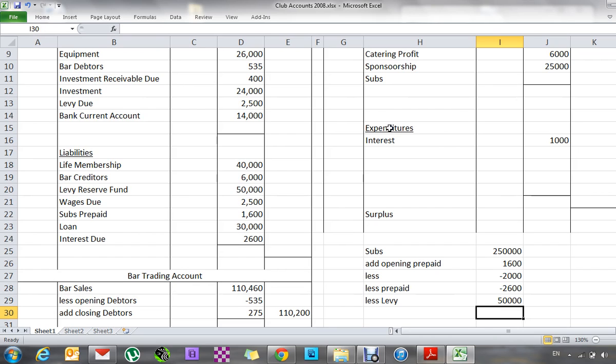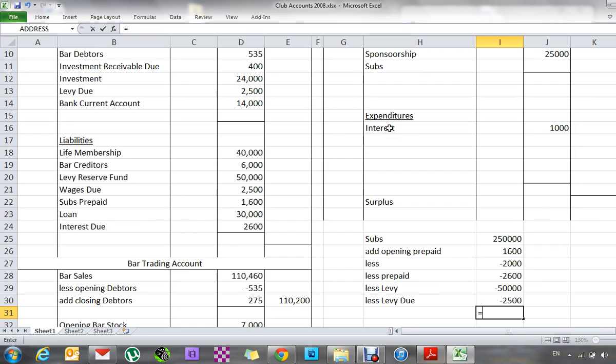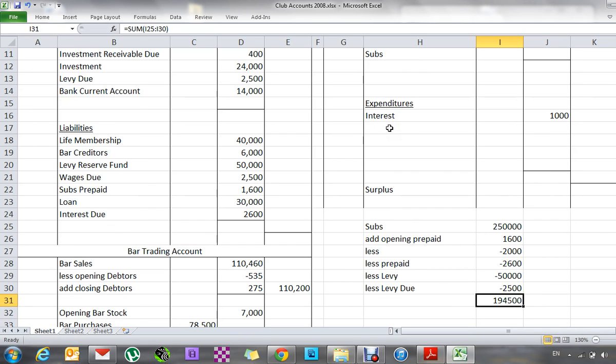And then we've got a levy for 10 members from 2006. And we already saw that. That was the 2,500 we had already. Minus 2,500. And that one there should be minus 50 grand. So adding all those numbers together, that's going to give me the real figure for subs.